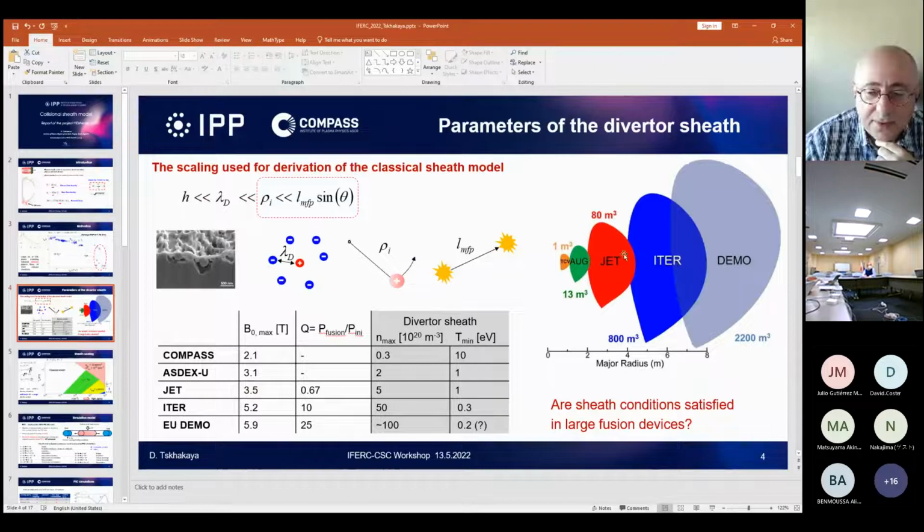And if we now come to different machines, we find out that with increasing machine size, these parameters of the plasma sheath become more and more dense and more cool. So it means the plasma in the divertor region becomes more and more collisional. The question is, are these conditions satisfied in larger fusion devices?